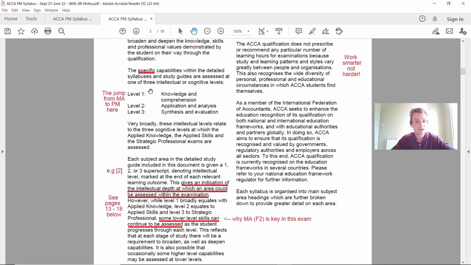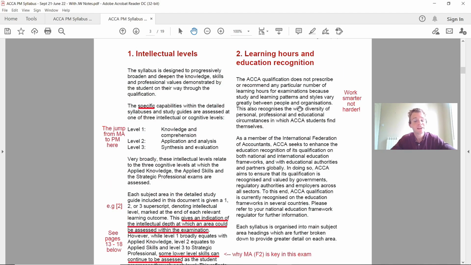And this here really shows you the actual levels of application and analysis that you're going to have to apply in this exam. And yes, ACCA have given you a nice little breakdown as to learning hours and education recognition, but I always like to say you've got to work smarter and not harder, based on what works best for you. Hence why I set up the channel, I share all my insights that could mean that difference.